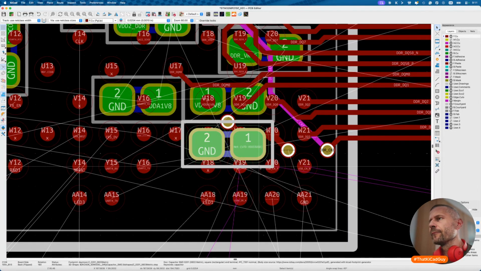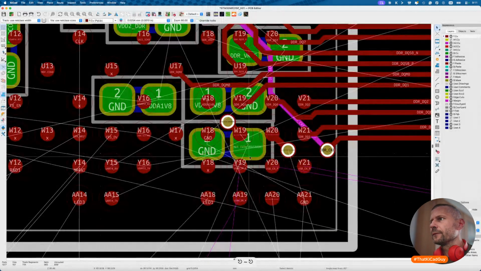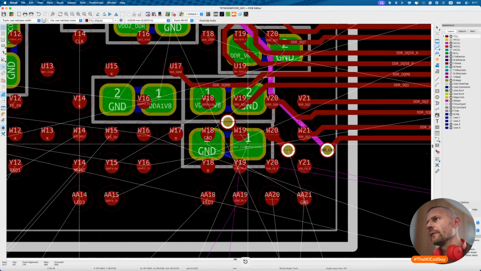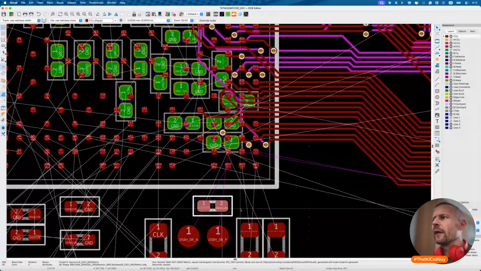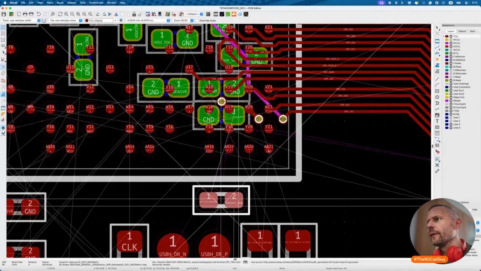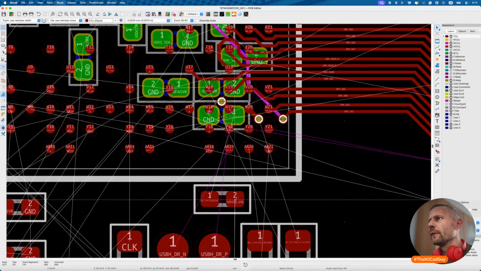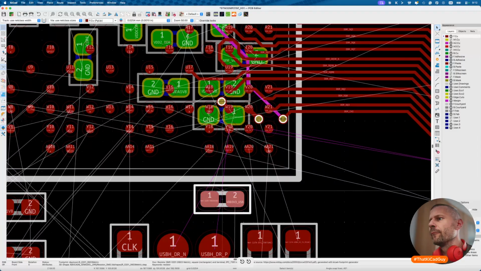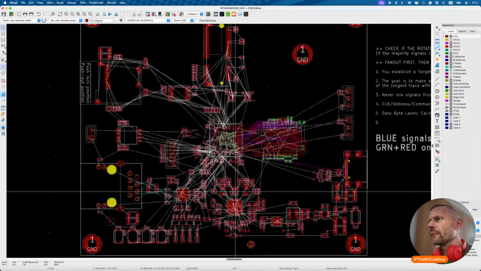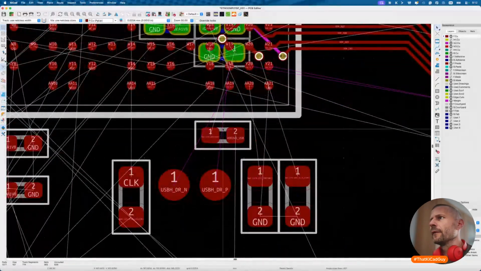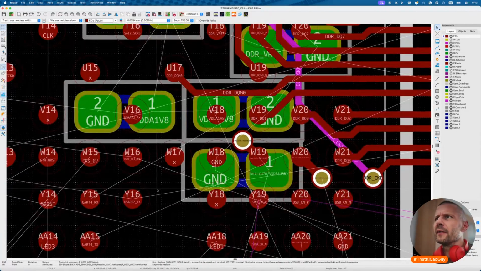This cap, yeah, USB. Okay, so it should be close to this, and this resistor is here. Okay, okay. Yeah, it comes from here. Okay, okay. Can be like this.